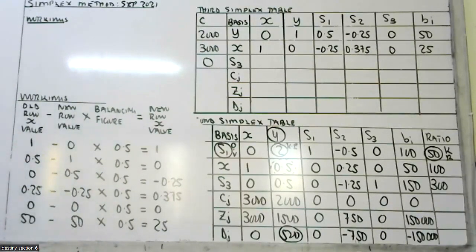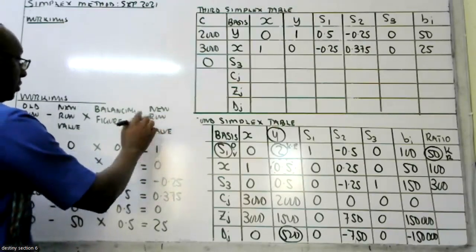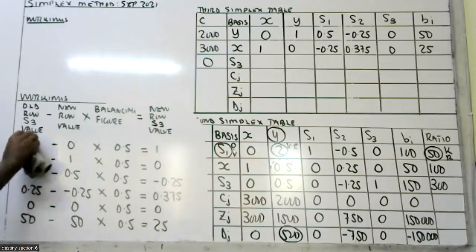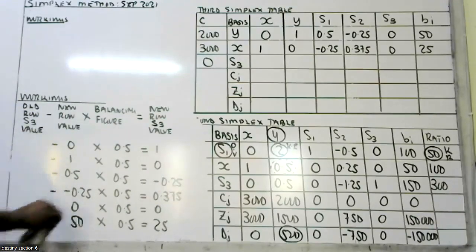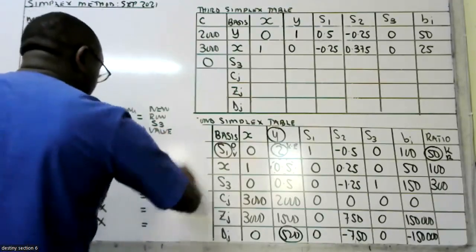From there, we write the formula again, but now for S3. Old row S3 value minus new row value times balancing figure equals new row S3 value. So the new row value will remain, but these others will change.